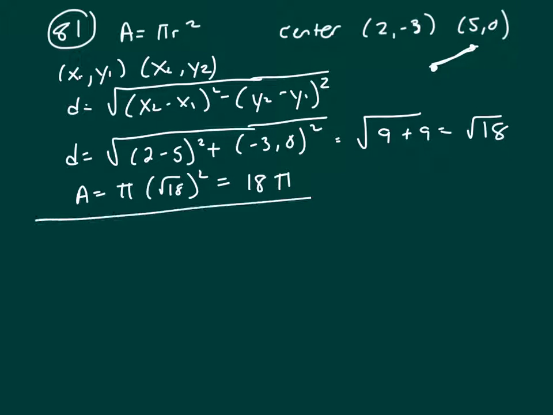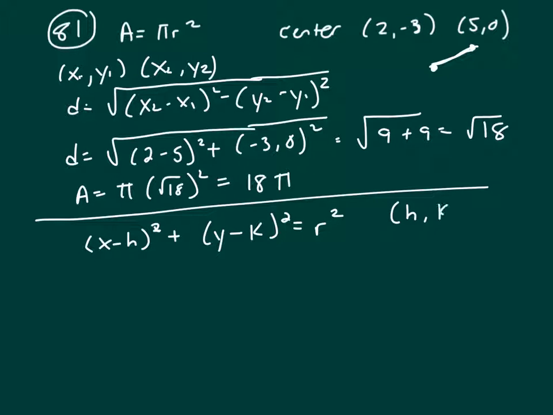Now another formula I want to show you is (x minus h) squared plus (y minus k) squared equals r squared. This is the standard form for a circle where the center is (h, k), opposite sign for each. And then your radius, of course, is r. Not r squared, but r.